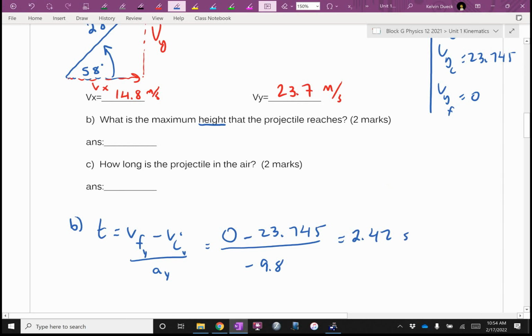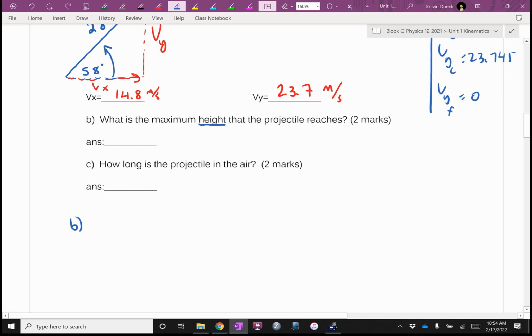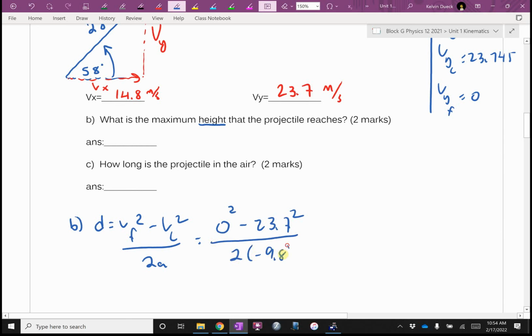But that's not what they wanted me to find. Wait a minute, Mr. Dewick. I'm finding time. That's not what they wanted. They wanted me to find height. Well, that was a waste. I can get straight there. I don't need to find time. I can go D equals Vf squared minus Vi squared all over 2A. Well, that would be even better, Mr. Dewick. 0 squared minus 23.7 squared. I don't know what I was doing there, folks. Sorry about that. I know what I was doing. I was looking at part C. Duh.